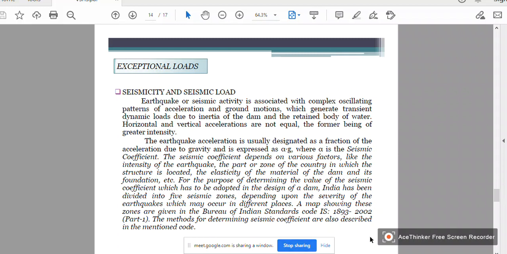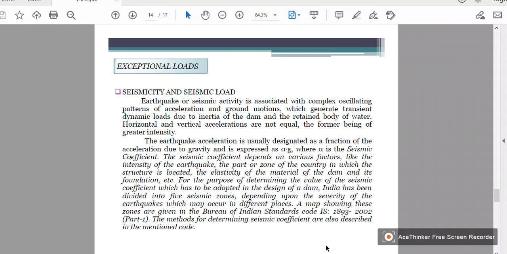India has been divided into 5 seismic zones. The seismic zones are considered, and in that way we follow the seismic load, depending upon the severity of the earthquakes, that is severity means intensity. More intensity means more chances of failures in the dam, so we consider it as more severe conditions, which may occur in different places.